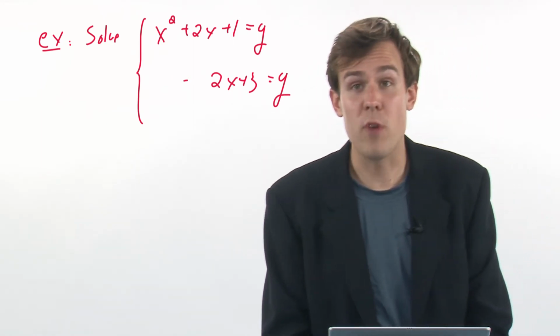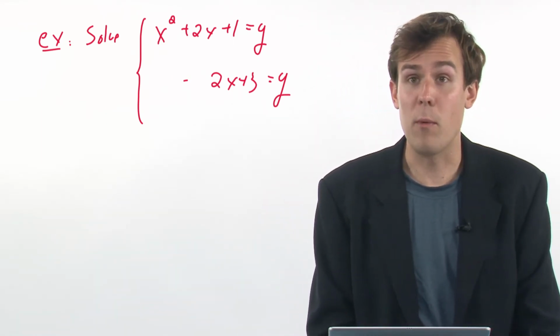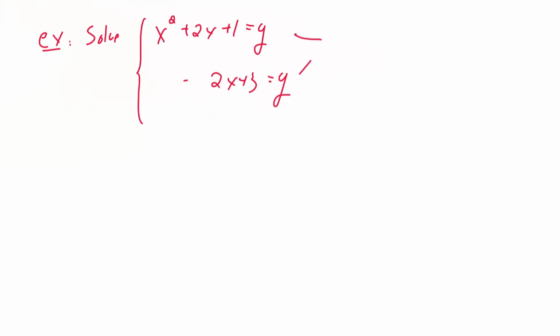So right, I have a quadratic term and a linear term. How do I solve this? Well, I'll combine these together to get x squared plus 2x plus 1 equals minus 2x plus 3. How do I get this? Well, they're both equal to y, so I can set them equal to each other. And then I'll rearrange things just a little bit, and I'll get that x squared plus 4x minus 2 is equal to 0.